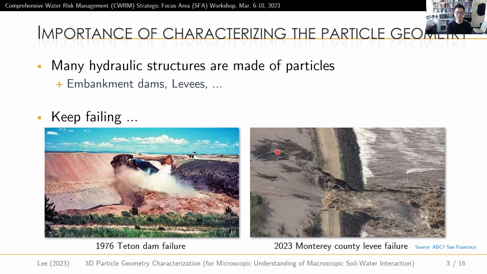The interaction is severely affected by the particle geometry, simply because many hydraulic structures are made of particles, such as dams and levees. However, despite the significant advances in hydraulic engineering, these hydraulic structures keep failing, not only in old days like 1976, but also present days like 2 months ago.